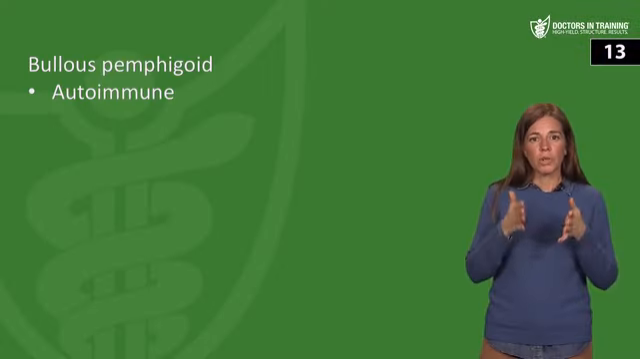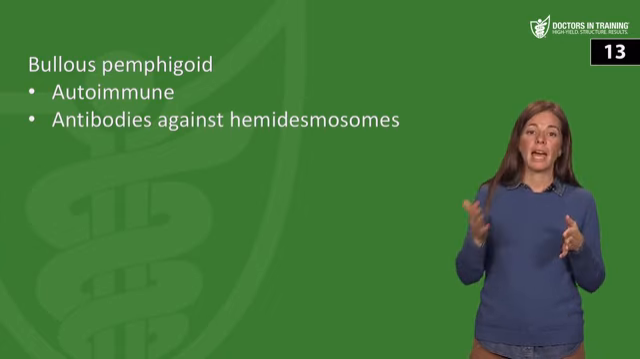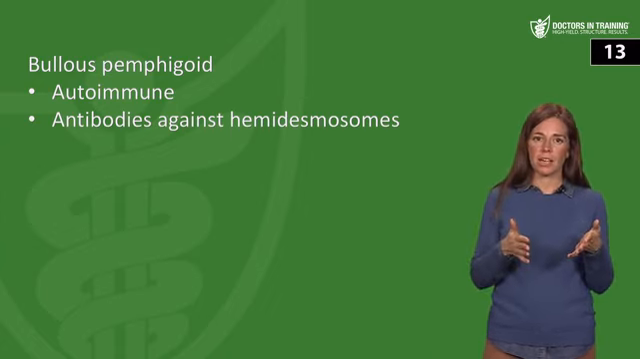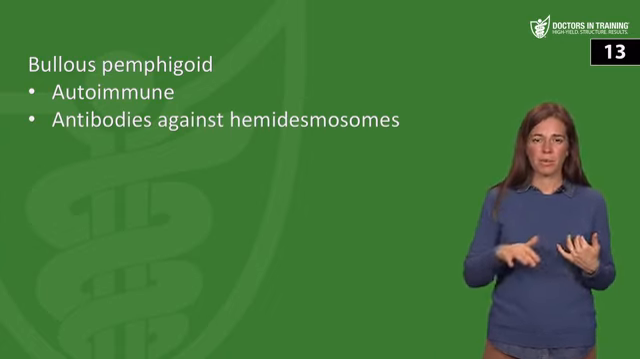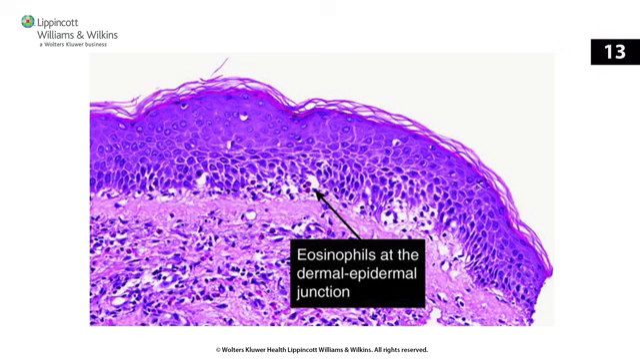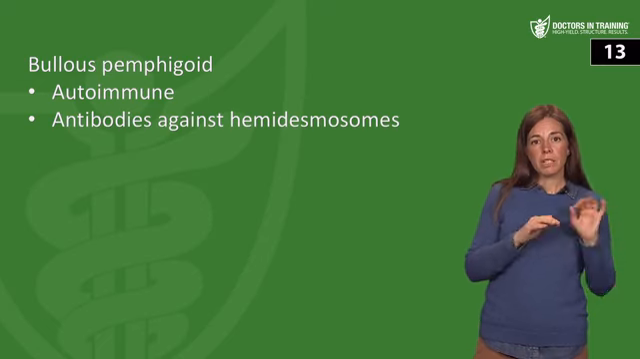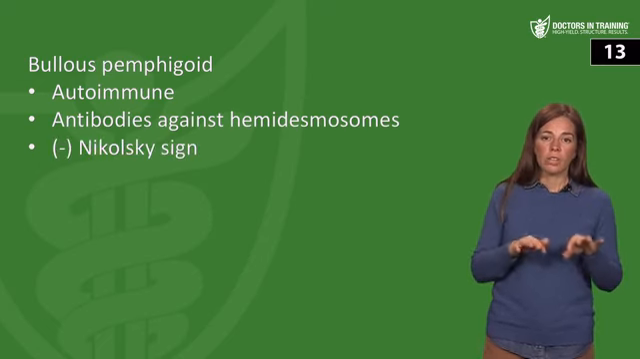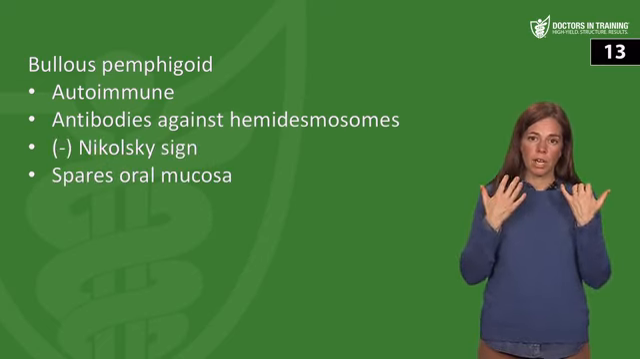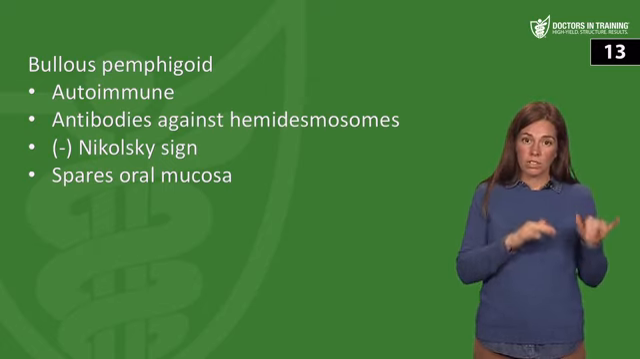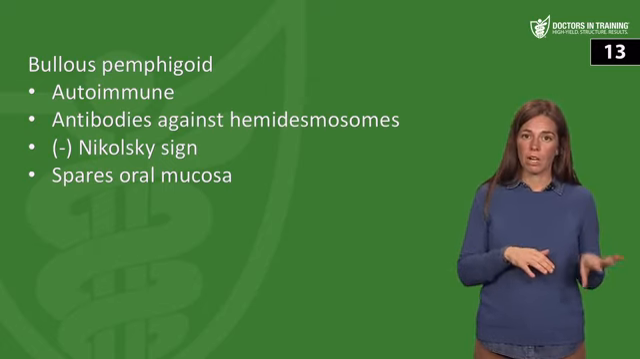Okay, now let's talk about bullous pemphigoid. So it's autoimmune with antibodies against hemidesmosomes, which connect the cells to the basement membrane. I think we've said that a few times now. You'll see eosinophils within a blister. It's kind of similar clinically to pemphigus vulgaris, but tends to be less severe. And bullous pemphigoid will have a negative Nikolsky sign, and also it spares the oral mucosa. So remember that I said the oral lesions are only associated with pemphigus vulgaris.